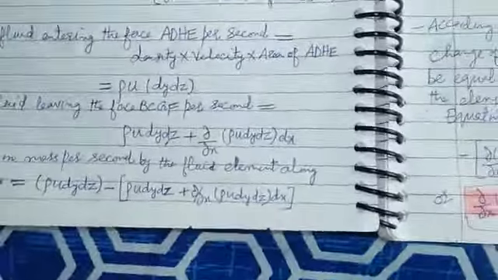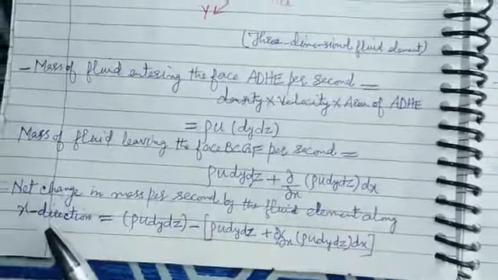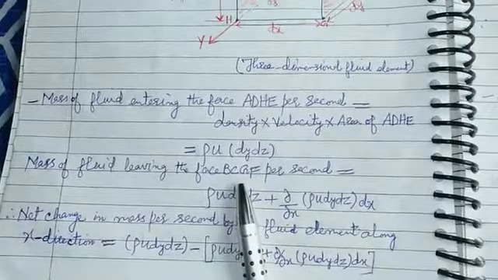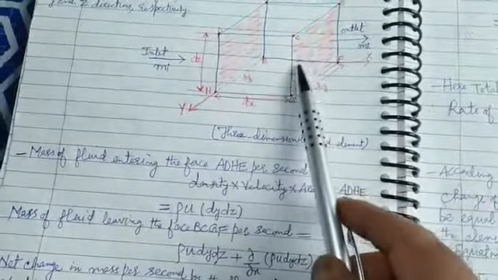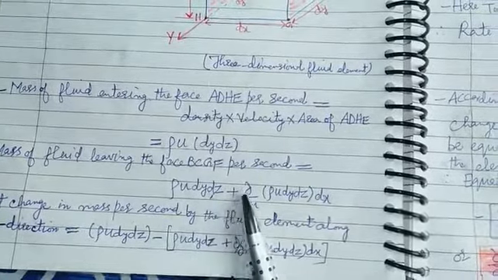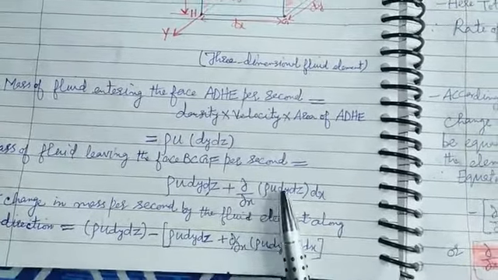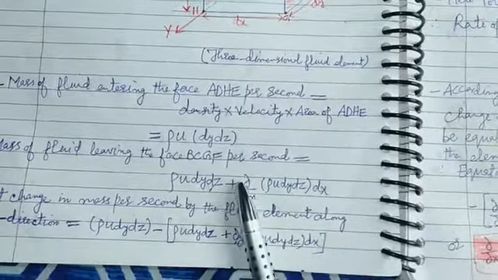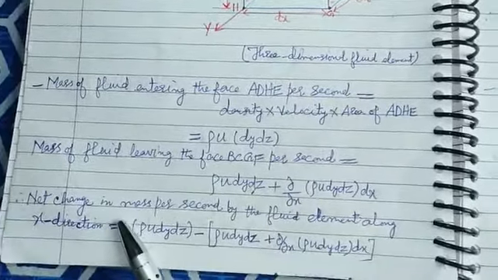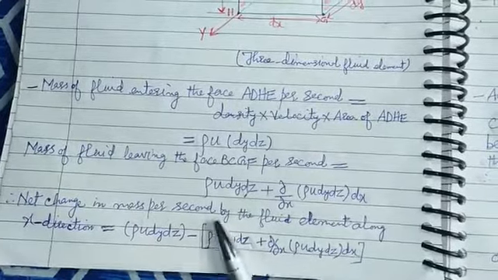Now we will proceed further. So the mass of the fluid leaving the face BCGF, that is this face, which I have also shown you here, is equal to rho u dy dz plus dou by dou x of rho u dy dz into dx. So first we are calculating the mass flow rate along the x direction. So now the change in the mass per second of the fluid element along the x direction.